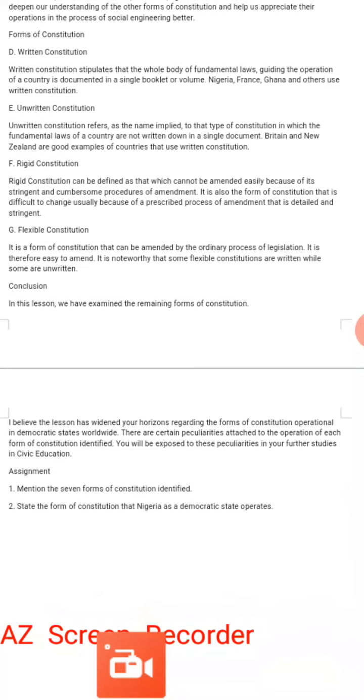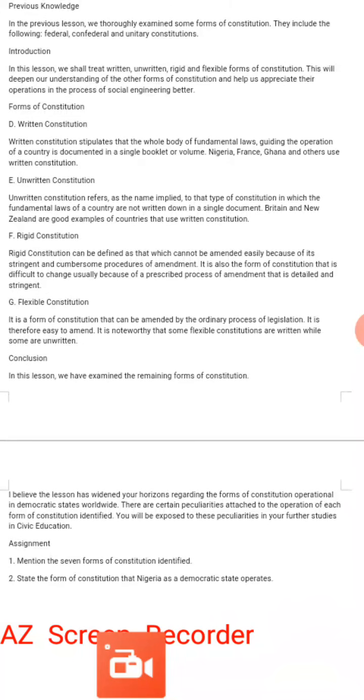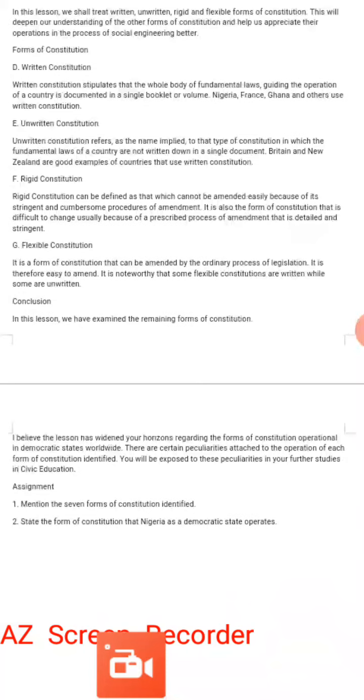There is, of course, the constitutions, the laws are written down in some documents. In contrast to one document, it implies that each time there is a need for the country that operates on the constitution to make a reference to such a constitution, she will be forced to revert to more than one document. So, there lies the difference between written and unwritten forms of constitution. Britain and New Zealand are good examples of countries that use unwritten constitution.